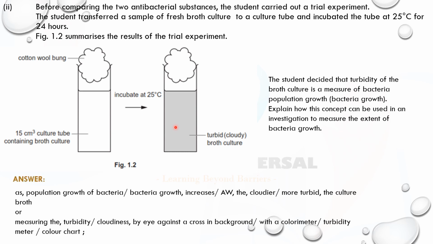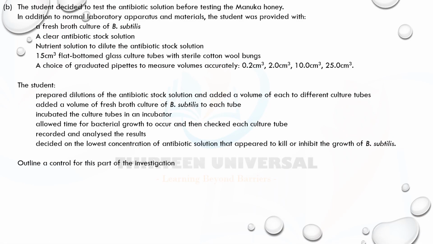Look at it here. As bacterial growth increases, it becomes cloudier or more turbid. The more it grows, the cloudier it gets. How do you measure turbidity? Either by eye against a white background, or with a colorimeter or turbidity meter. Viewing by eye is subjective. Using a turbidity meter or colour chart is another way. Okay, let's move on. We have a lot to do, guys.